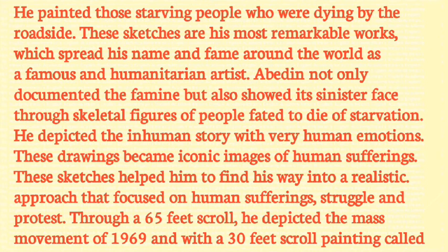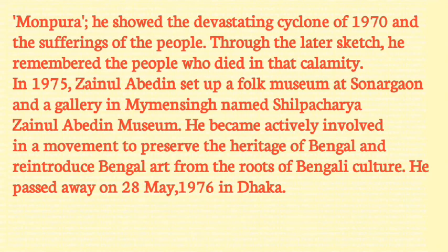These sketches helped him to find his way into a realistic approach that focused on human suffering, struggles, and protest. Through a 65-feet scroll, he depicted the mass movement of 1969, and with a 30-feet scroll painting called Monpura, he showed the devastating cyclone of 1970 and the suffering of the people. In the latter case, he remembered the people who died in the calamity.